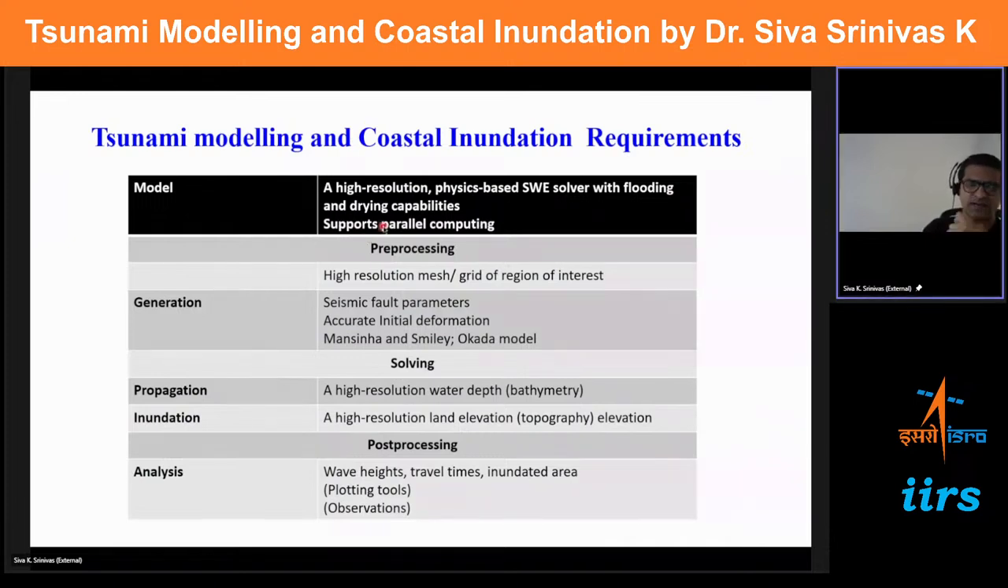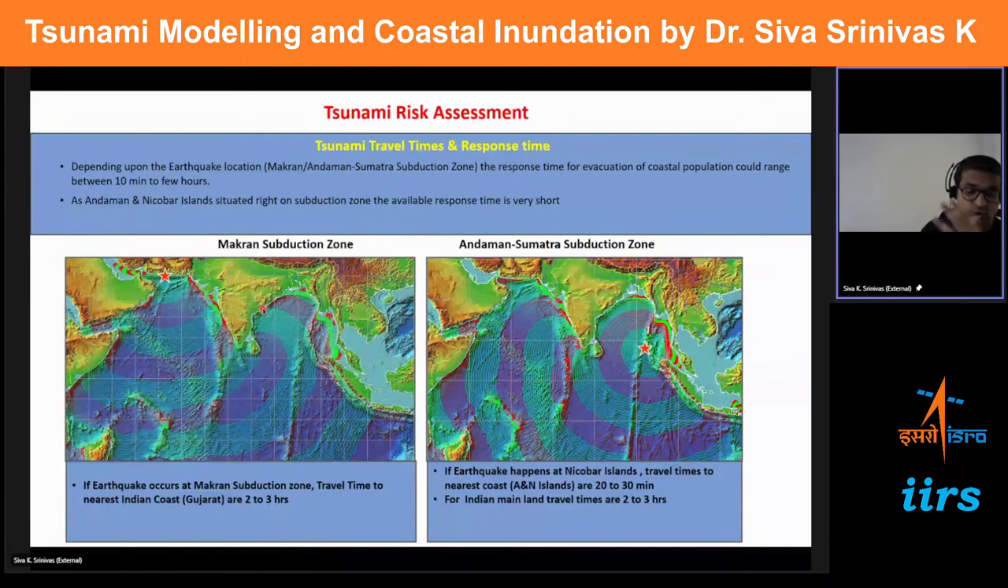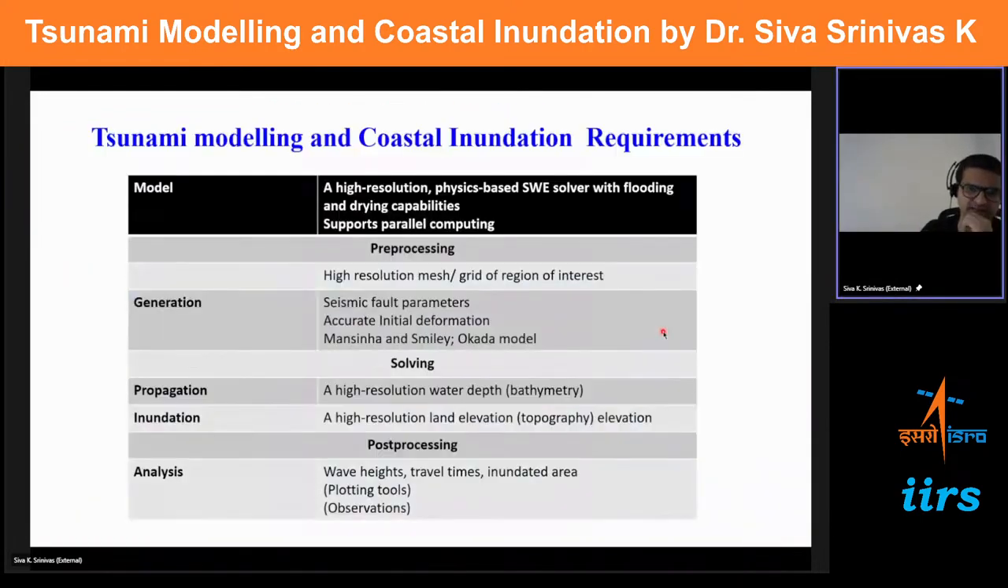it should support parallel computing. It is said here that the time taken, hardly we have 2 to 3 hours, right? Here in case of Andaman Nicobar, hardly we have half hour. So within that time, we need to do all the analysis. So our computation should be very fast. So it should support parallel computing. The numerical package should support parallel computing when you're using it in real time.